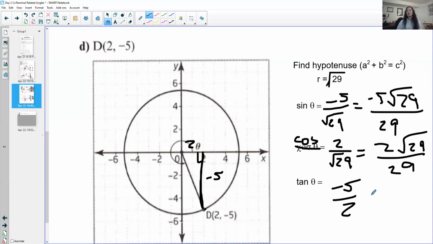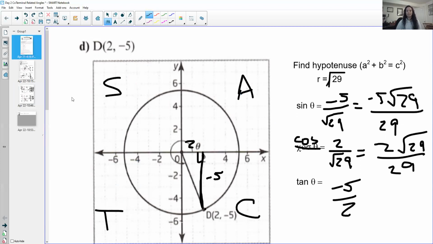You'll notice that in this quadrant, tan is negative, sine is negative, and cos is positive. So here, cos is positive. In the first quadrant, they're all positive. In the second quadrant, sine is positive, and in the third quadrant, tan is positive. So we can write CAST, and this is going to be known as your cast rule.